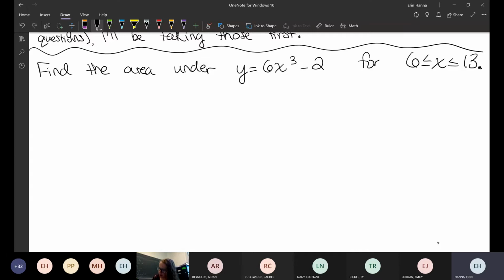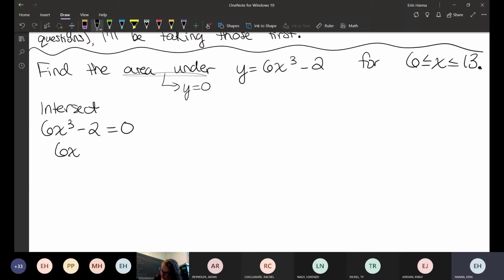So remember, area, total area, that's essentially telling you that the second equation you're working with is the x-axis. So we want to find where they intersect. So we want to set 6x cubed minus 2 equal to 0. Oh, this number is going to be a little gross. That'll be all right. So we'll get 6x cubed equals 2. So x cubed is equal to 2/6, which is 1/3. Oof, yeah, that's a little gross.